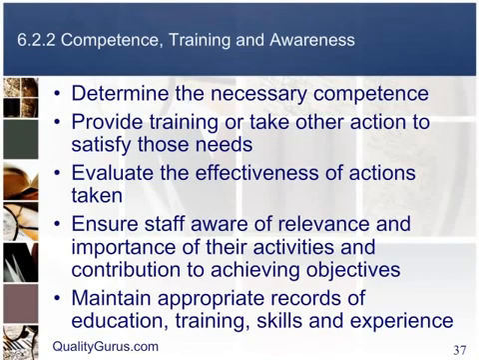The previous clause required that the people should be competent to perform the tasks affecting conformity to product requirements. For that, the first step for the organization is to determine the necessary competence. If there is a difference between the required competence and the actual, the organization should provide training or take other necessary actions to bridge this gap. After this action, the organization should ensure that the goal of required competence has been achieved.